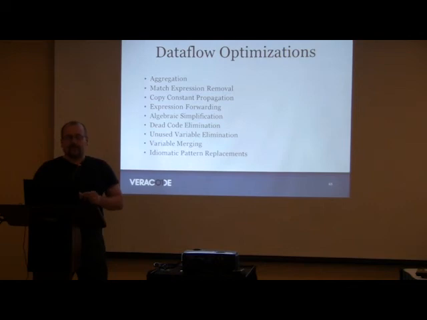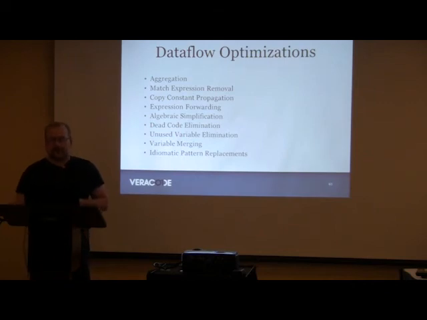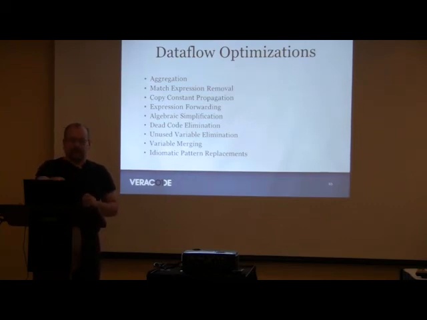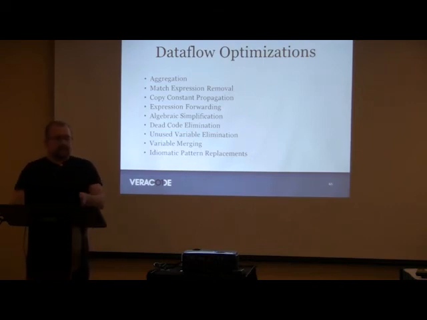Aggregation, match expression removal, copy constant propagation, expression forwarding, algebraic simplification, dead code elimination, unused variable elimination, variable merging, and idiomatic pattern replacement are all things that are reasonably well defined in program transformation theory today. If you were to go out and search for copy constant propagation, you'd find like 8 different papers on it. I'm not going to belabor this. Read the papers. They're good, useful kinds of things to do. All of those are very valuable.